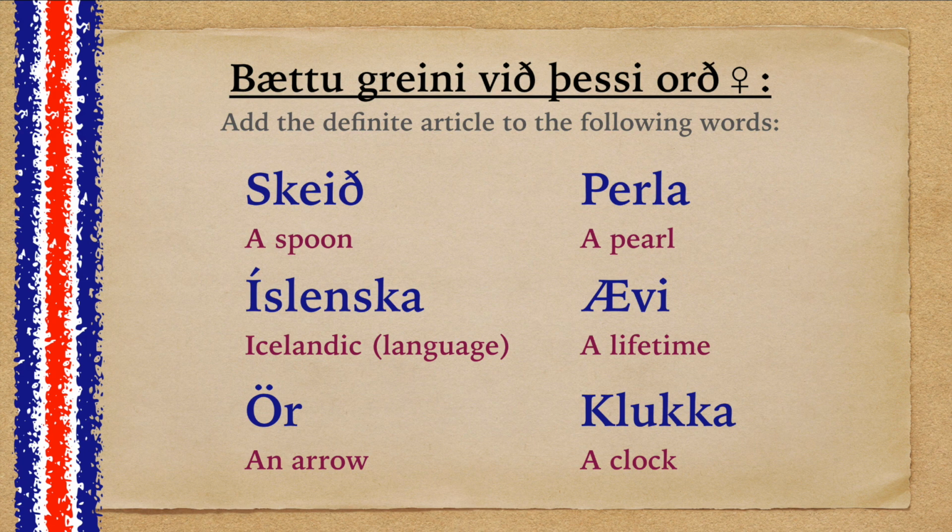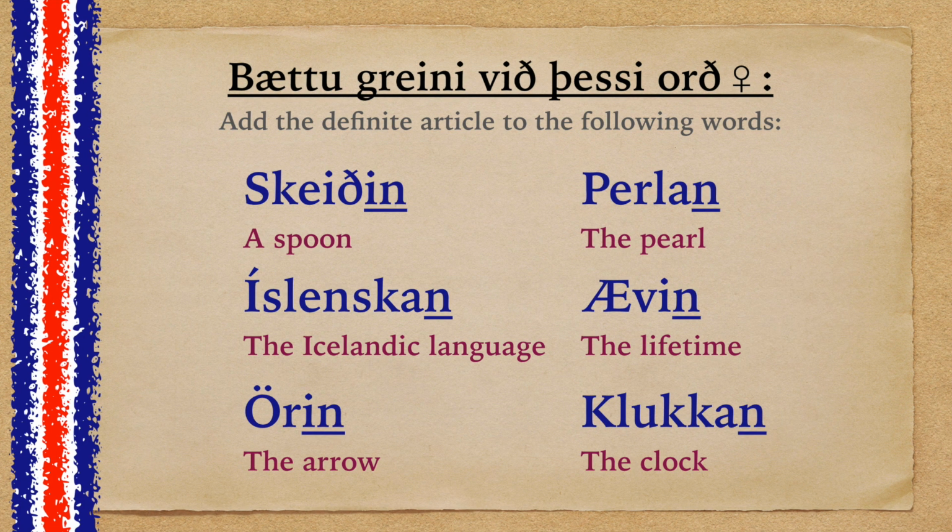And as before, I'd like you to notice that not all of them have the same ending. But here you only have to focus on adding the article, or as we say, bættu greini við þessi orð. Singular female, take all the time that you need, press pause, and then now I will give you the answer. Skeiðin, íslenskan, örin, perlan, ævin og klukkan.